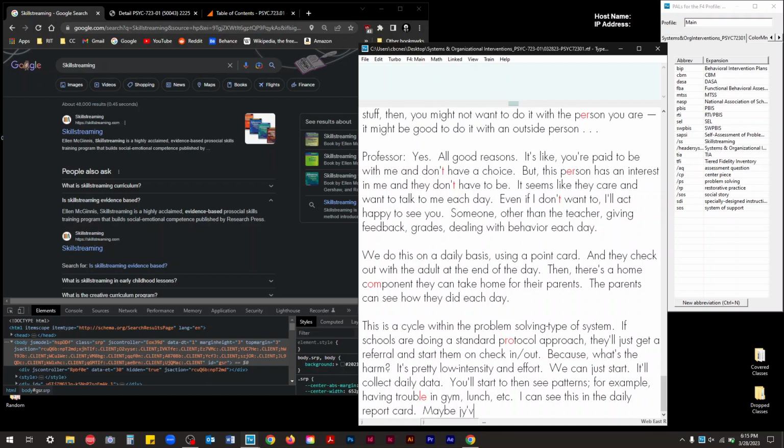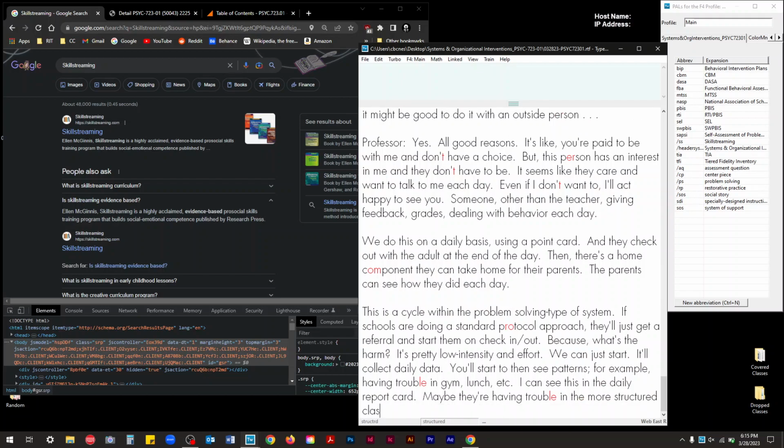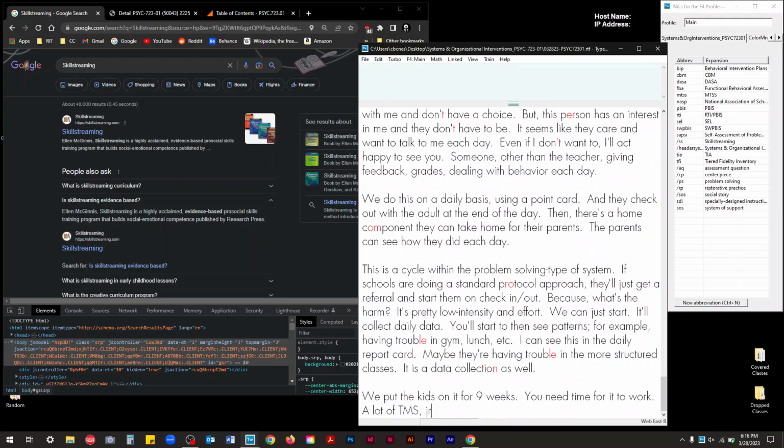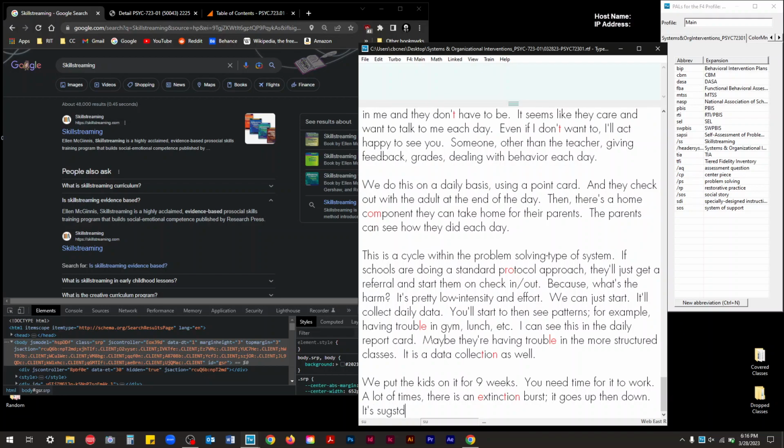So it is a means to data collection as well. We try to have kids on it for 9 weeks, because anytime you do an intervention, you need to give it some time to work. And a lot of times there's an extinction burst. You learned about an extinction burst when talking about changing behavior: it gets worse before it gets better. It goes up and then it goes down. So the suggestion is that you do this process for at least 9 weeks and collect the data.